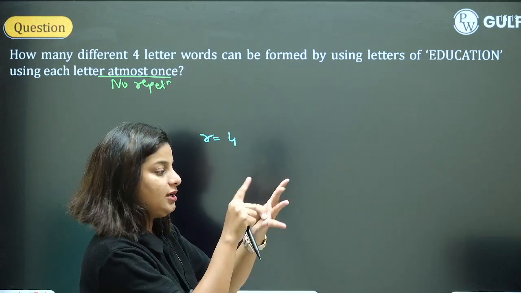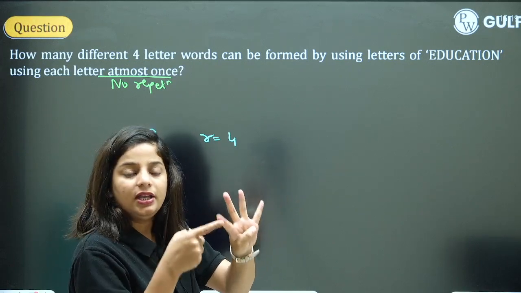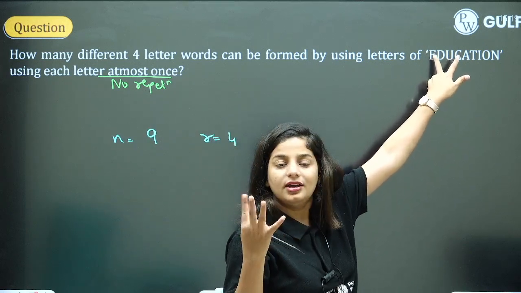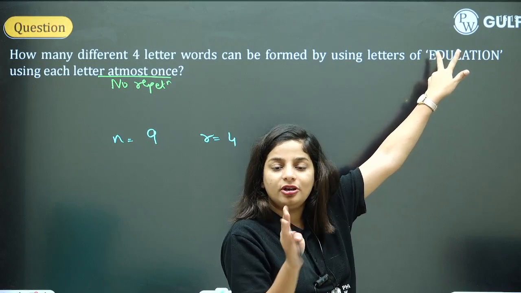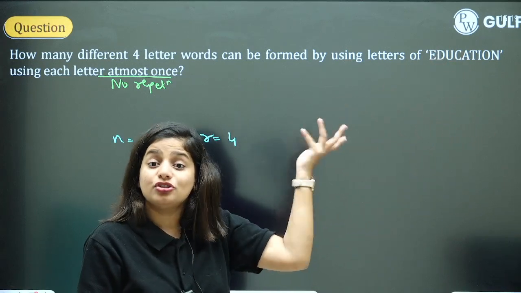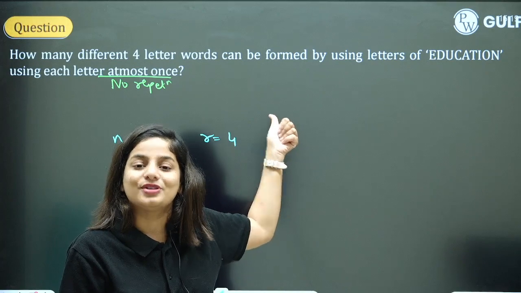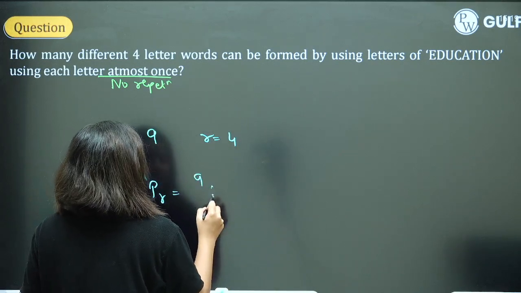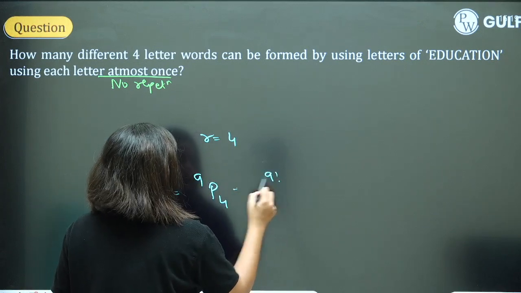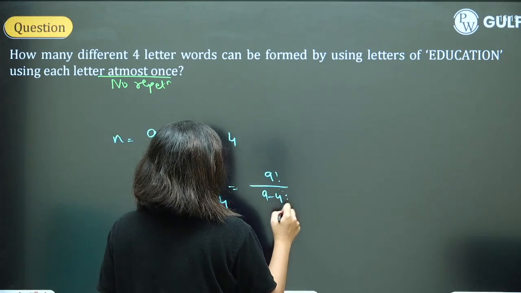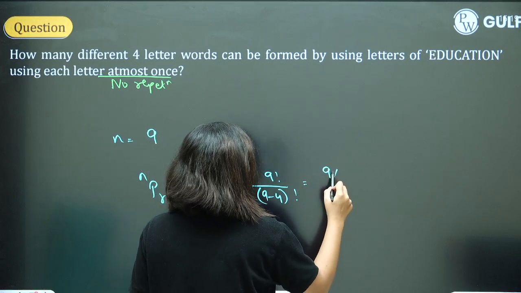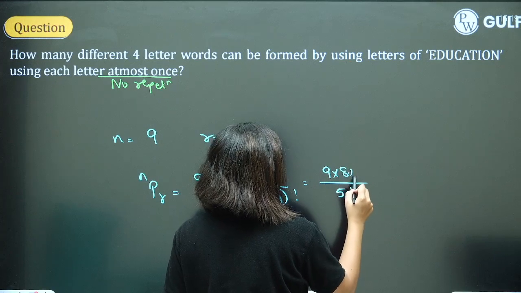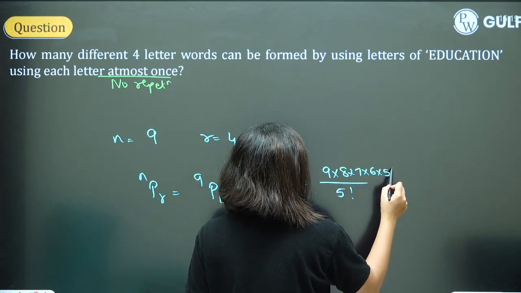So EDUC is one word, EUDC is another word, ECUD another. If I keep shuffling these 4 letters here and there, new words will keep forming. So shuffling is important to form new words. That's why we will go for permutation. 9P4 is 9 factorial upon (9 minus 4) factorial. 9 minus 4 will be 5. So 9 into 8 into 7 into 6 into 5 factorial.